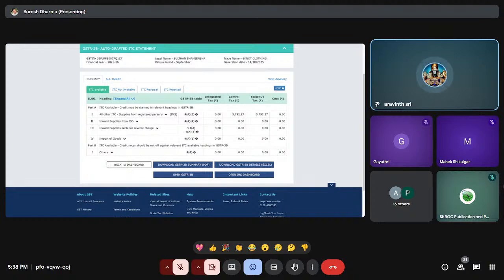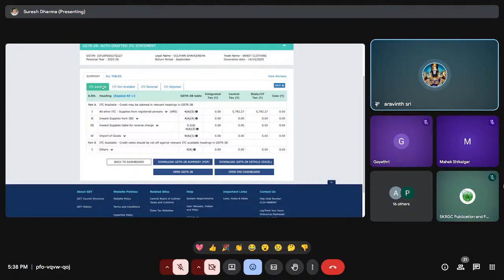CGST is Central Goods and Service Tax, SGST is State Goods and Service Tax, okay. So integrated tax is IGST, okay. Now, what is ITC available here? What is meant by this amount?